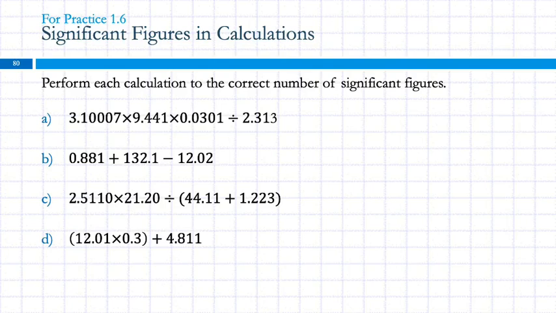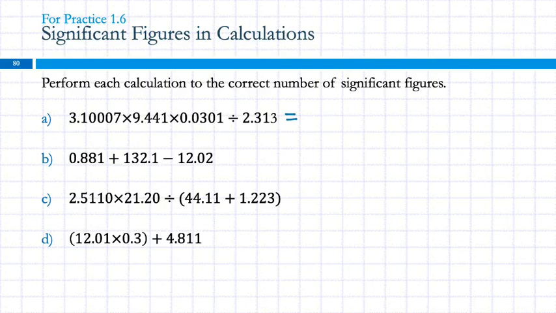So this first example, it says perform each calculation to the correct number of significant figures. That first one is multiplying and dividing. So we don't have to write down any intermediate results. We can just do the calculation. 3.10007 times 9.441 times 0.0301 divided by 2.313. And my calculator's giving me a big old mess. I like to think of it as being efficient rather than lazy. I would rather not write down all of those numbers.